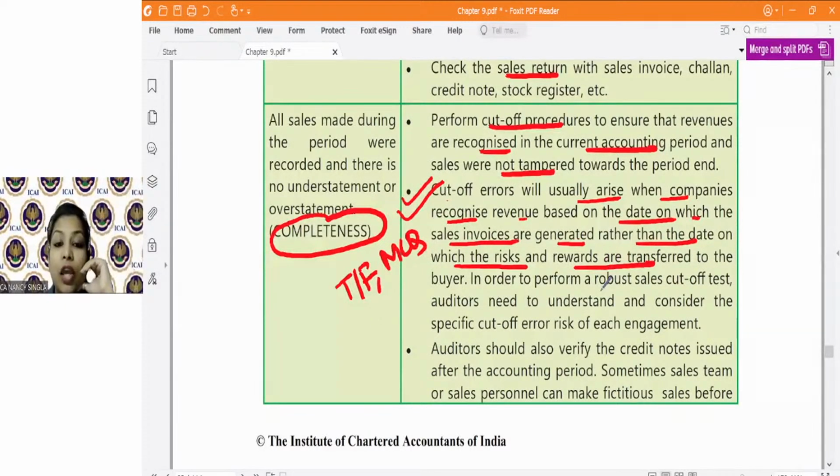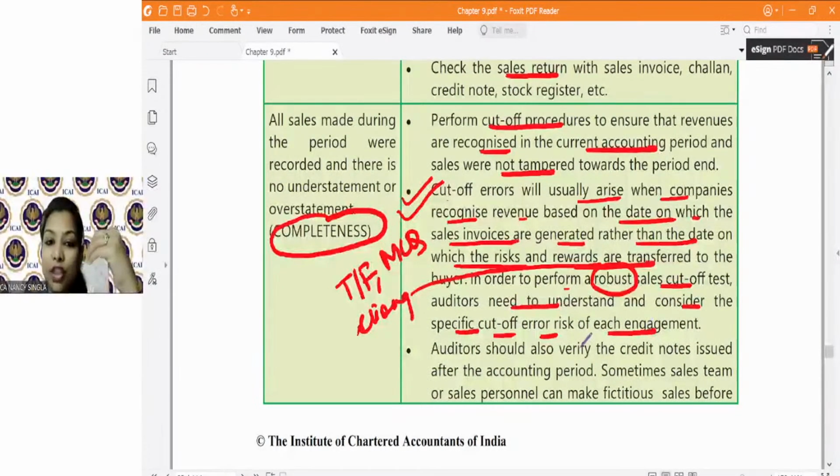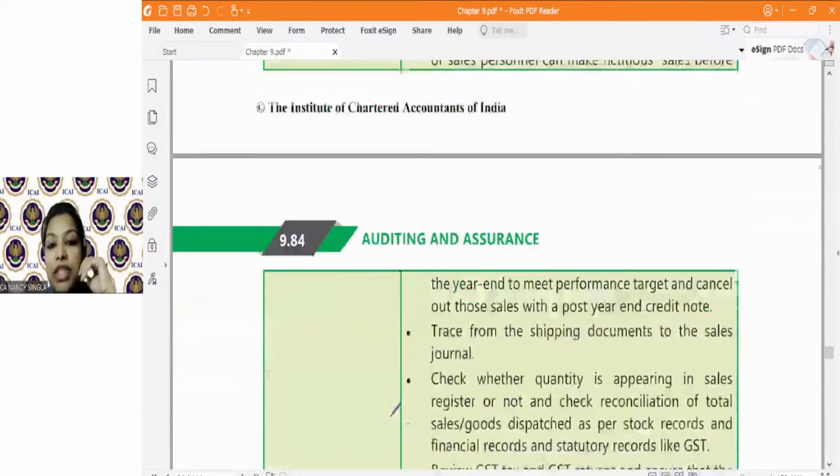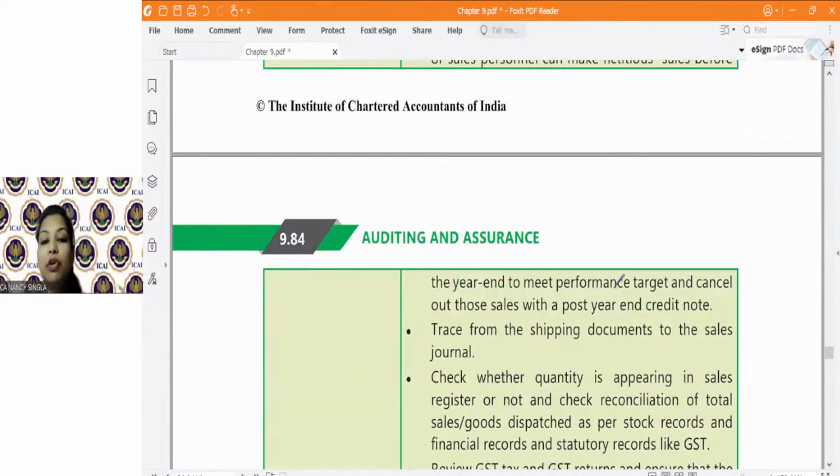है ना. In order to perform a robust, is strong, sales cutoff. Robust is what? Strong. है ना. Auditor need to understand and consider the specific cutoff error risk of each engagement. That management का क्या cutoff procedure है ना. Revenue recognition policy क्या है. Credit notes issued after the accounting period, है ना. Sometimes sales team, sales personnel make fictitious sales before the year end to meet the performance target and cancel out those sales with post year end credit notes.